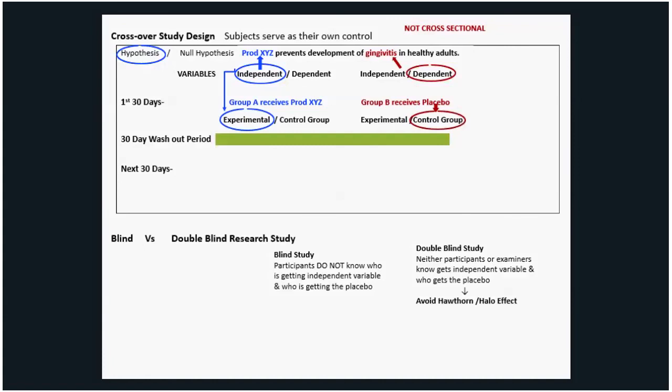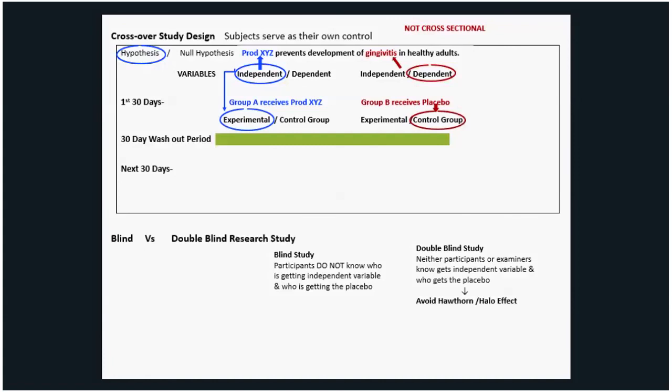So for 30 days, these two groups are using either the placebo for the control group or product XYZ for the experimental group. We got our baseline data, which was our pre-test prior to the start of using this product XYZ. At the end of 30 days, we're going to go in and do bleeding indexes, and we're going to compare the difference in bleeding indexes between the group that got product XYZ and the group that did not get it.